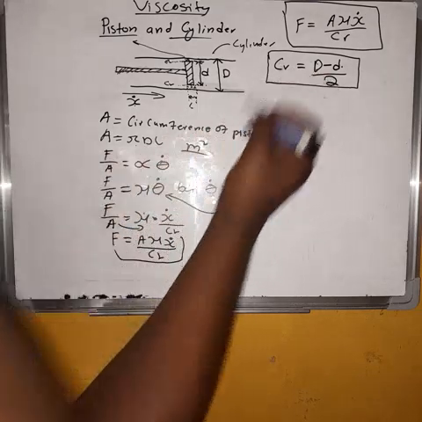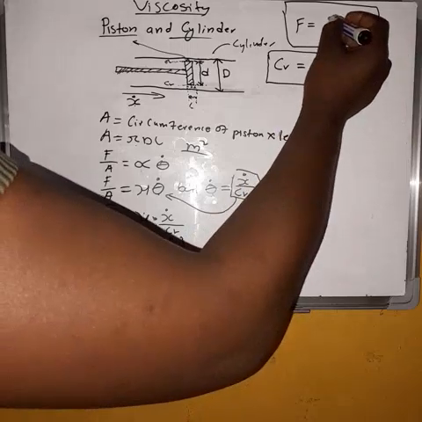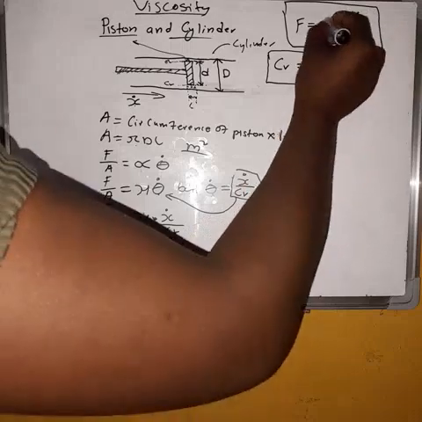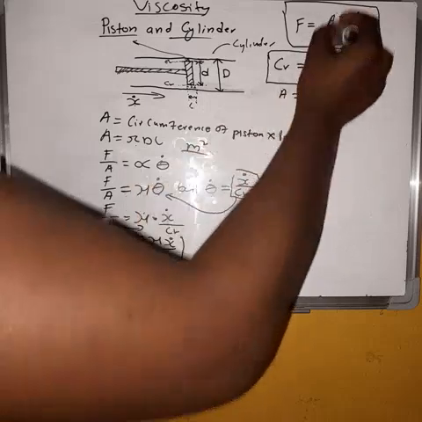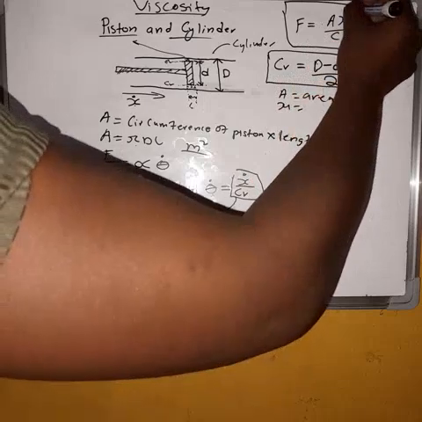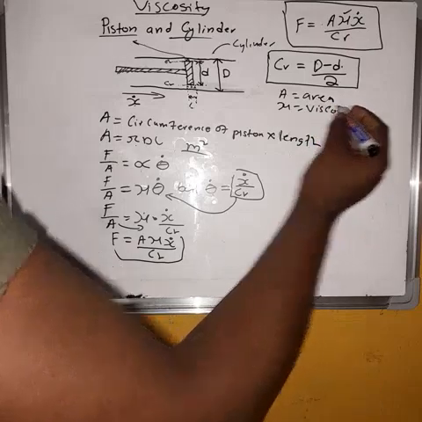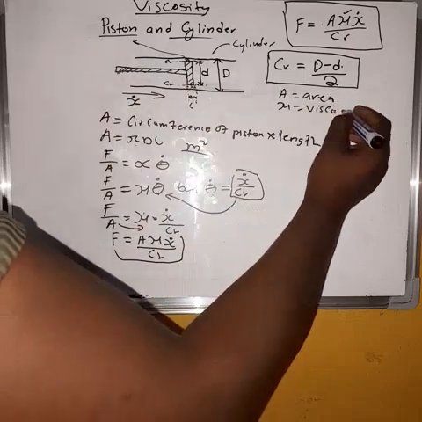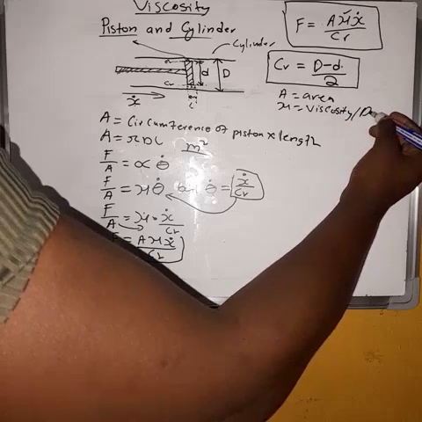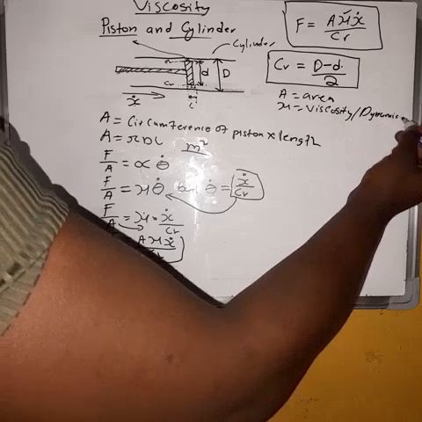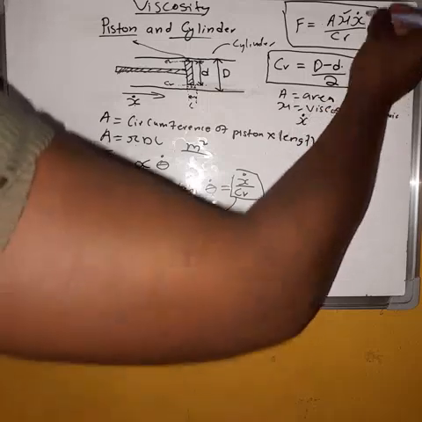CR is the clearance. So in this formula, A is the area. The nu, or mu, is the viscosity, right? Its alternative name is dynamic viscosity also. Then X with a dot on top, what is this one?